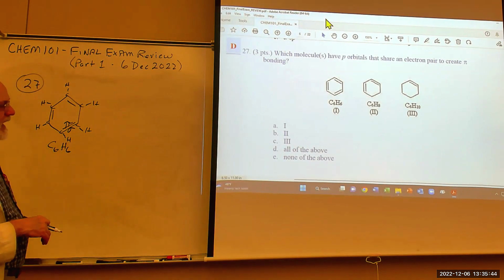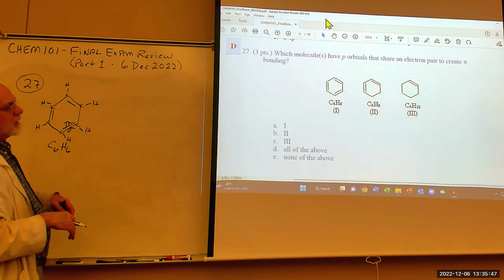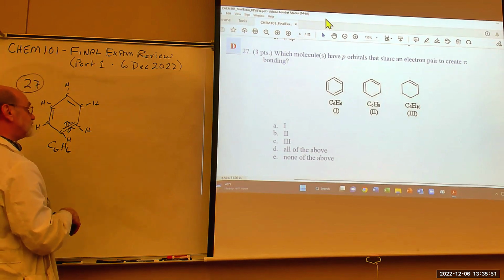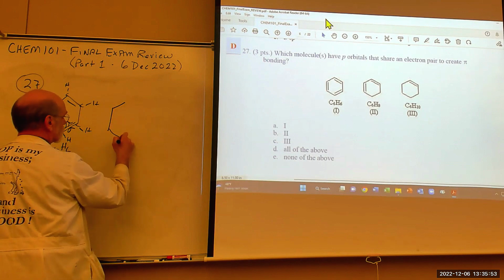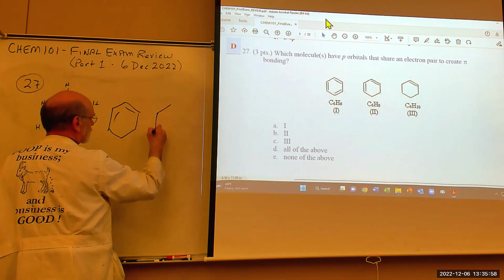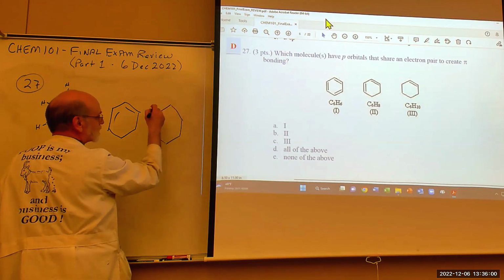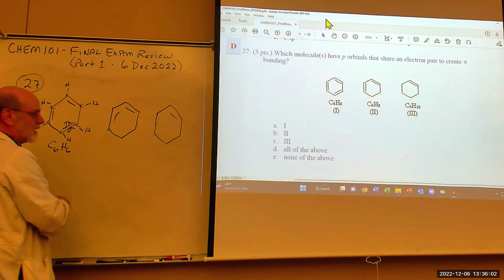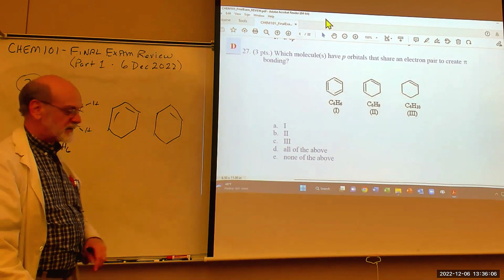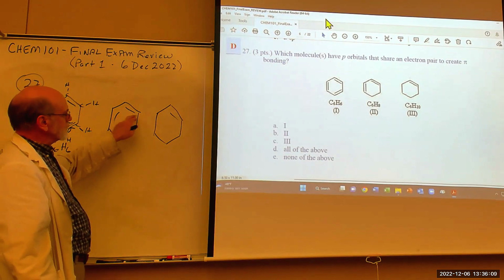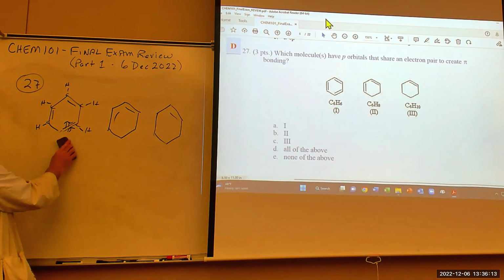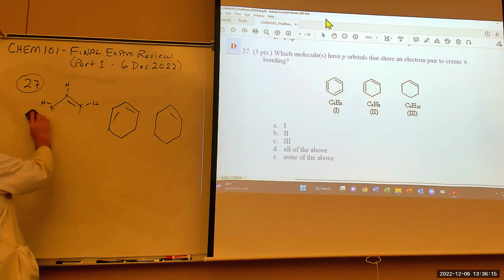So, how many of these molecules share an electron pair to create a pi bond? Well, if you just look at the structure, each one of them has at least 1 pi bond. So all of them form pi bonds. This one forms 3, that one makes 2, and this one makes 1. So the answer is D, all of the above.